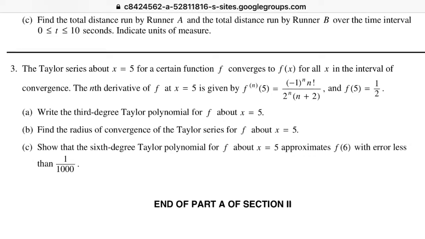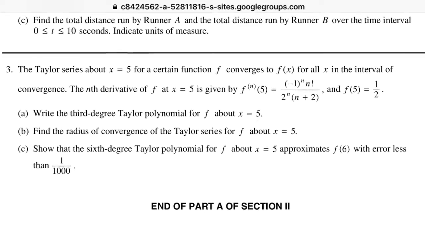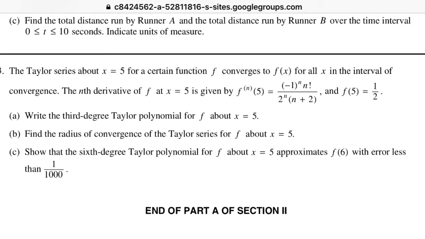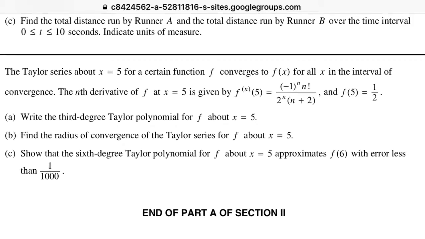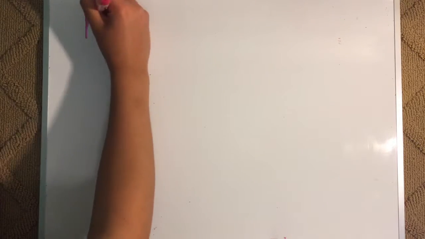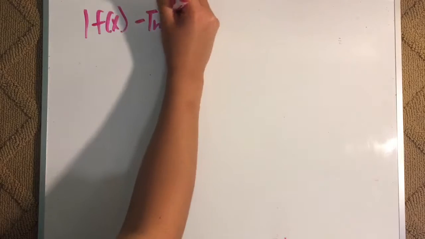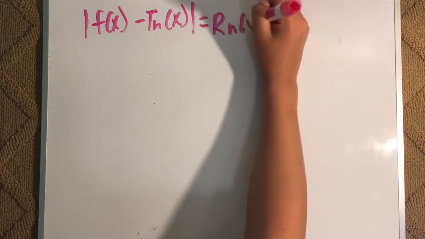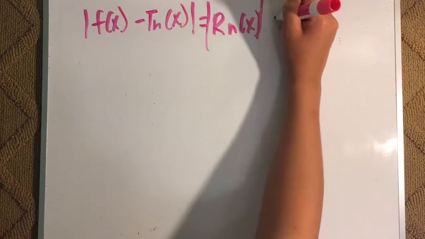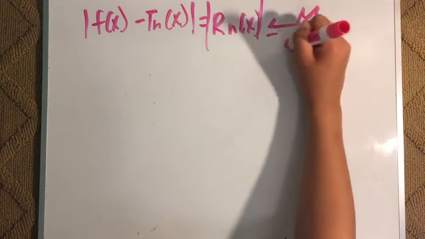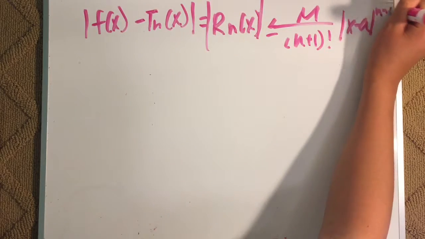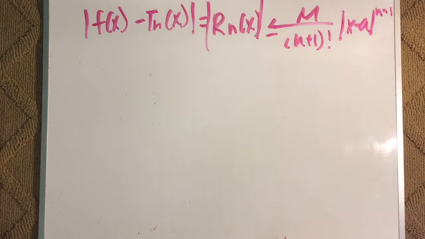And then our last problem, C: show that the 6th degree Taylor polynomial for f about x equals 5 approximates f of 6 with error less than 1 over 1000. So using our form of the error, the absolute value of f(x) minus T_n(x), which equals R_n(x), is less than or equal to M over (n + 1) factorial times (x minus a)^(n+1).